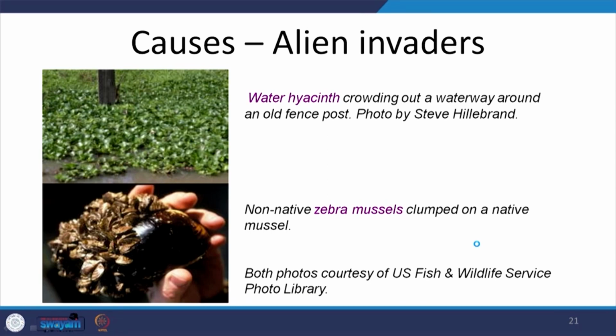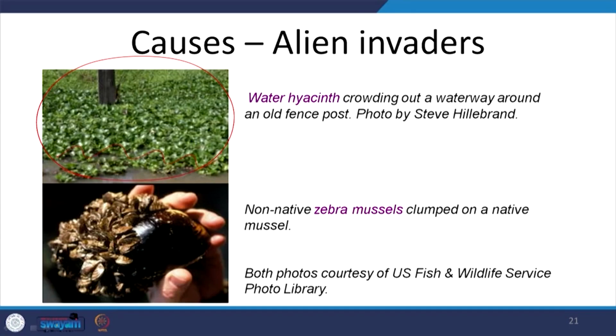For example, this water hyacinth, you must have seen this kind of image in several water bodies. Now, water hyacinth is an alien invader. It is not native. Why is it there in this water body? Because there is a lot of nutrition available, because sewage is being dumped. Sewage is rich in nutrients, and water hyacinth takes up all that nutrition. It grows manifold, it multiplies very fast, and it covers the surface of this entire water body.